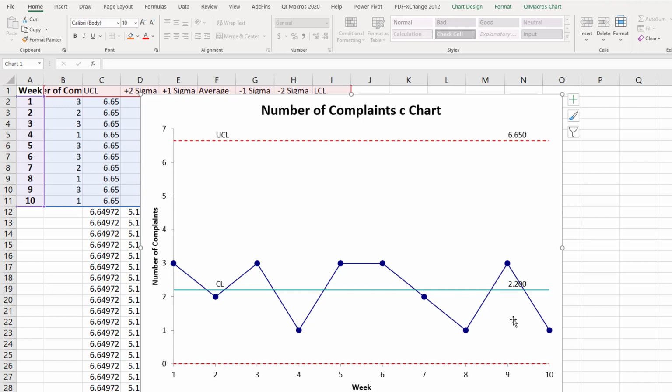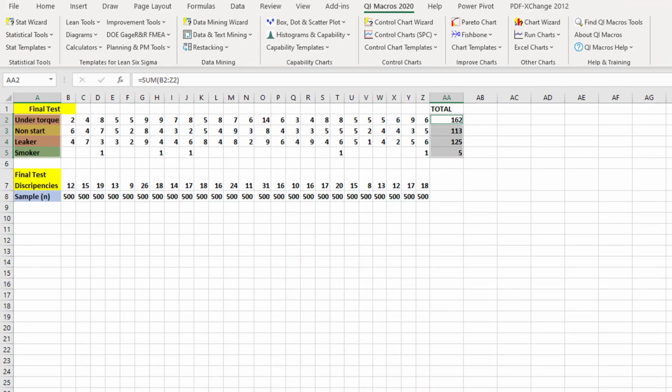So now I'm just going to share another example with you, which is the automobile example. The number of automobiles, there are some discrepancies in that, so I'm just going to show you that. In this automobile example, in each sample the inspector checks 500 cars.